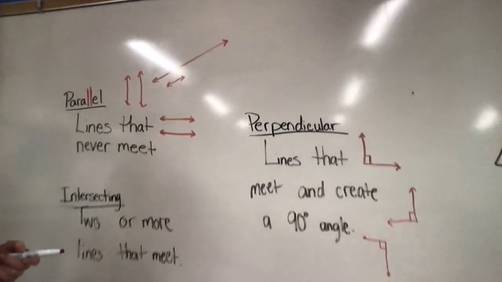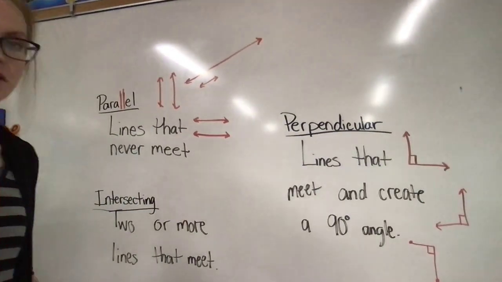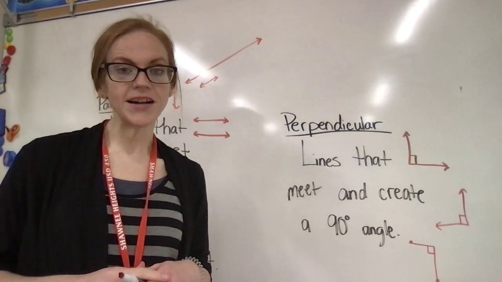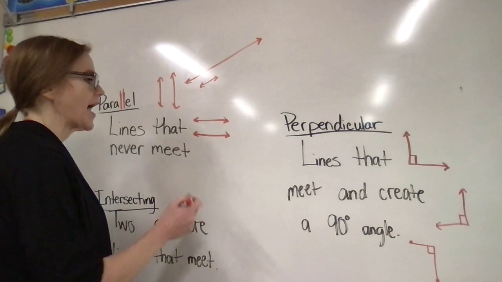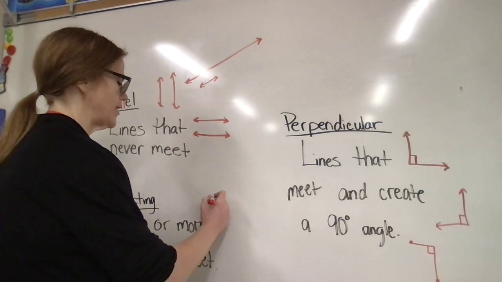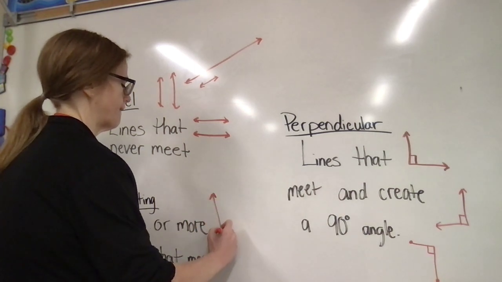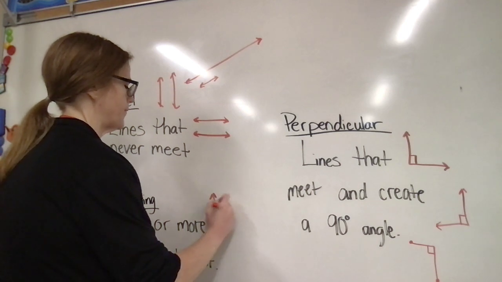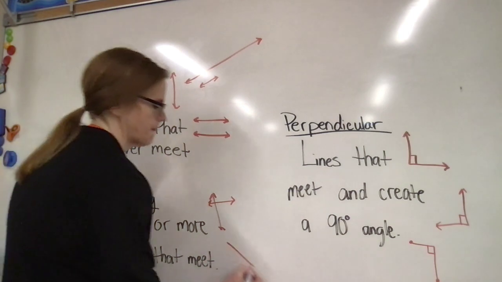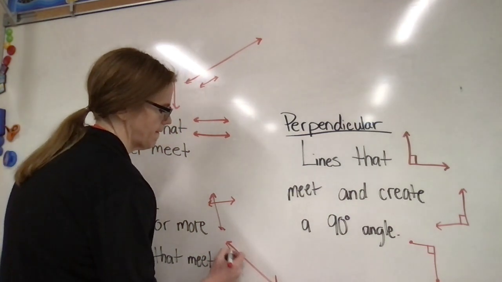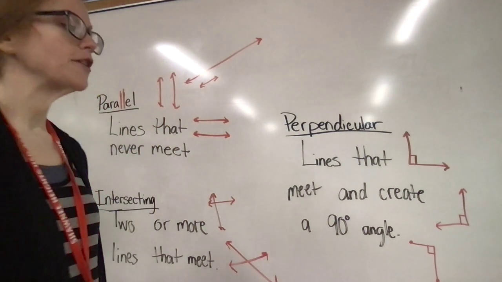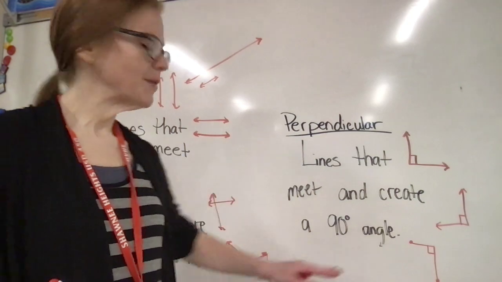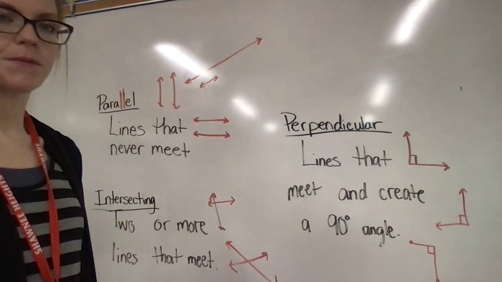And last but not least, we have intersecting lines. Intersecting lines, literally, they just touch somewhere. Doesn't matter where they touch, they touch. So intersecting lines just touch. They don't have to form a right angle. They can touch anywhere. Boom. Okay, those are intersecting. Because perpendicular lines touch, they are also intersecting. But intersecting lines, they are not as picky as perpendicular.